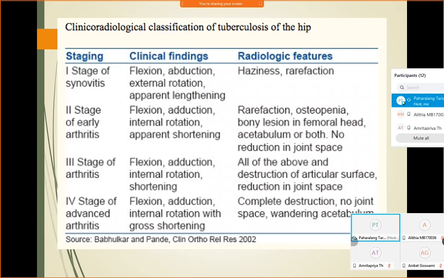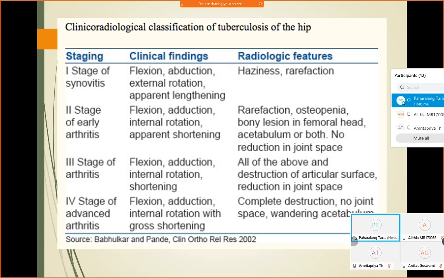Okay, so you see here, stage of synovitis, stage of early arthritis, or stage of arthritis, and advanced arthritis. So the different clinical findings. In the first stage, you find apparent lengthening, followed by apparent shortening, then there's frank shortening and gross shortening. Okay, so even on radiological findings, you'll find at the most in stage 1. Why is it so difficult to diagnose this condition in stage 1? Because it's not so clear. Unlike as it progresses to stage 2, you start seeing osteopenia, okay, and there's rarefaction in the bones, and as you progress, there's destruction, and when you reach stage 4, there's complete destruction.